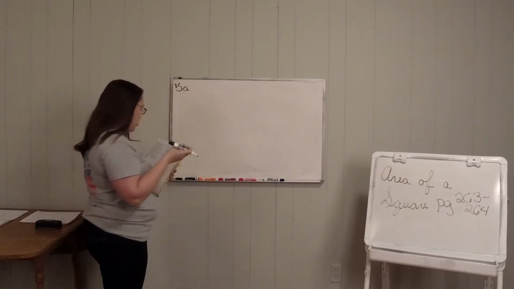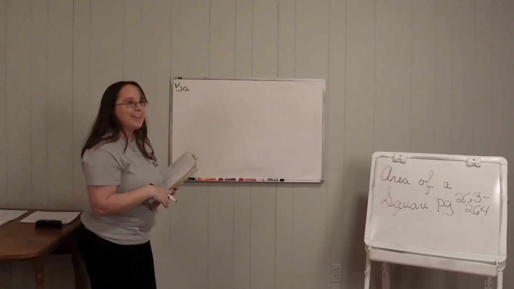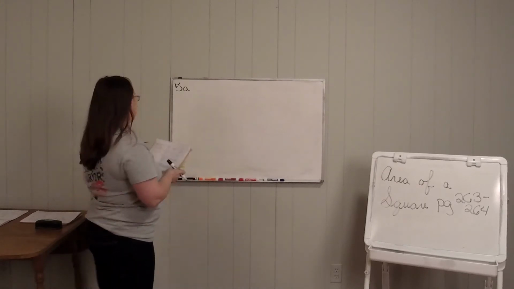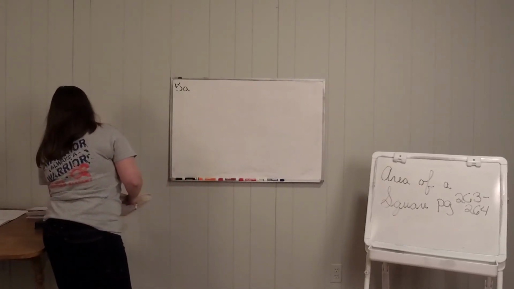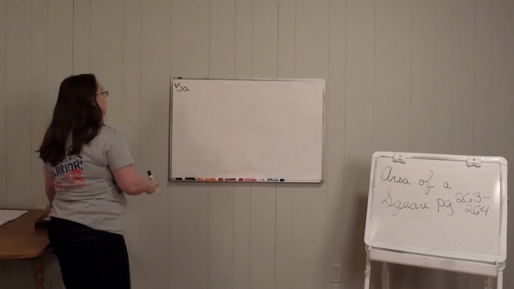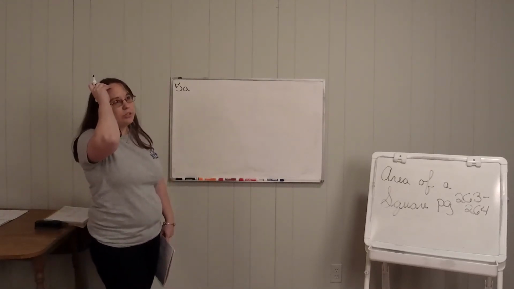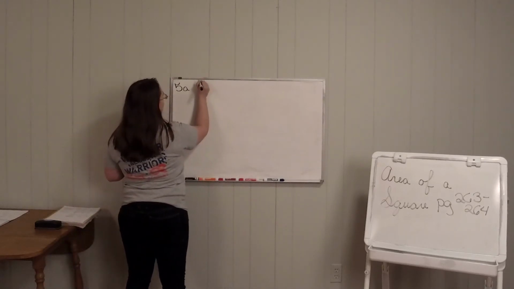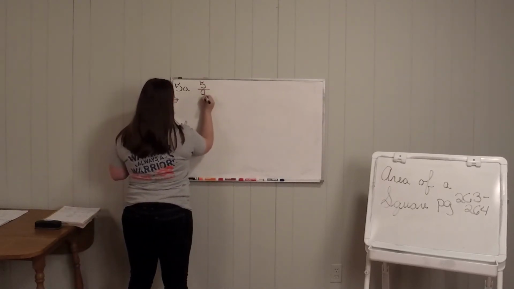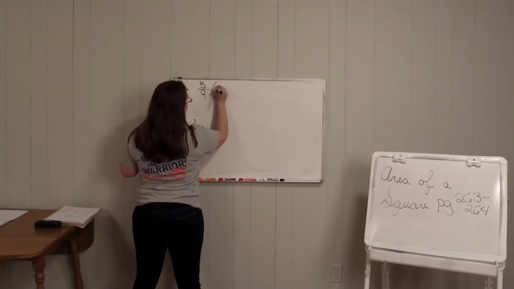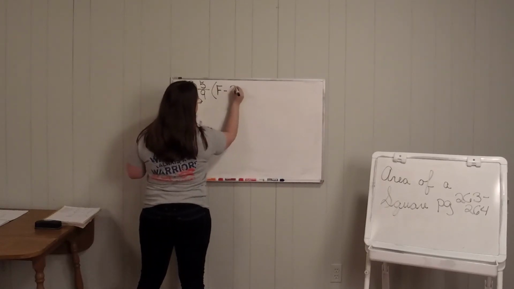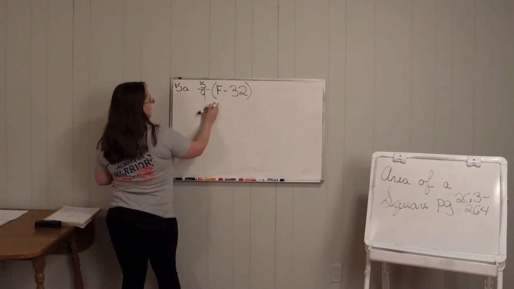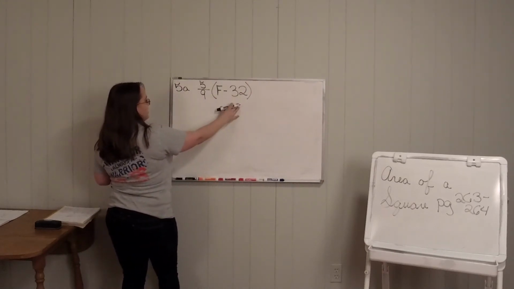So it's giving you the degrees in Fahrenheit, and you have to find the degrees Celsius. So I bet some of you are thinking, oh man, which formula do I use for this one? You're going to use the 5/9 Fahrenheit minus 32. It's saying 5/9 times parentheses Fahrenheit minus 32.